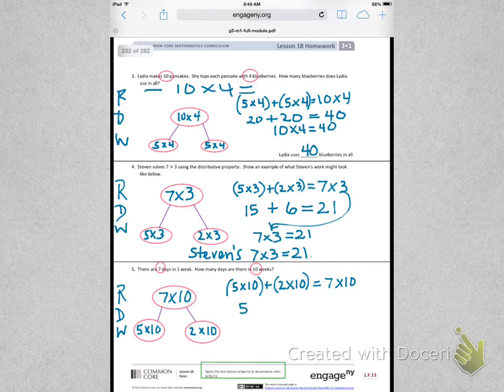Now let's solve the parentheses. 5 times 10 is 50, plus 2 times 10 is 20. 5 tens and 2 tens equals 7 tens, which is 70. Therefore, 7 times 10 equals 70. Last step is to make sure that we write the answer. How many days are there in 10 weeks? There are 70 days in 10 weeks.